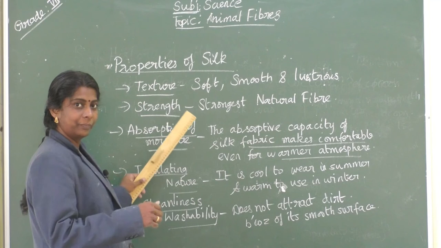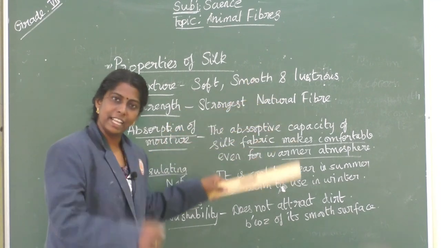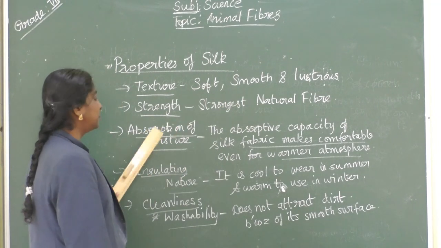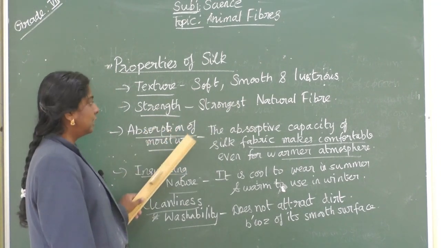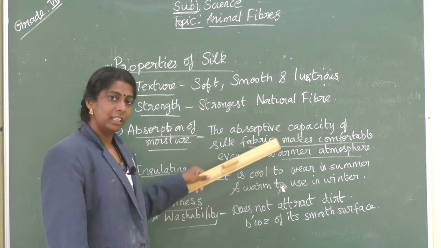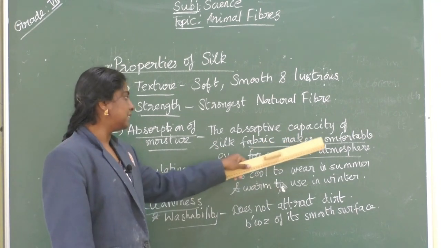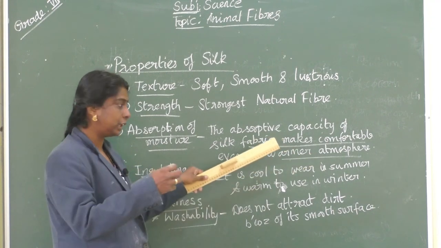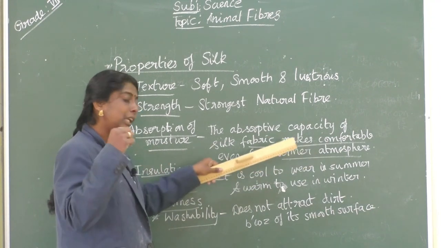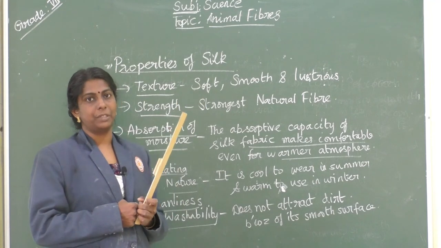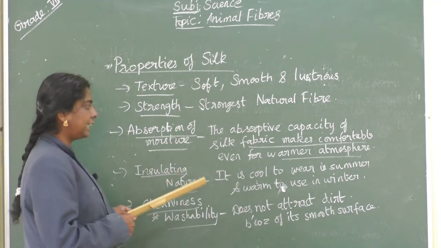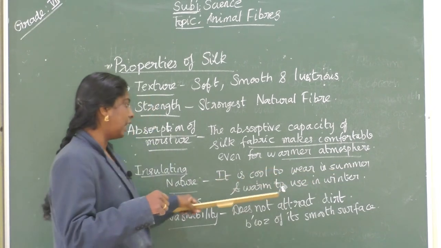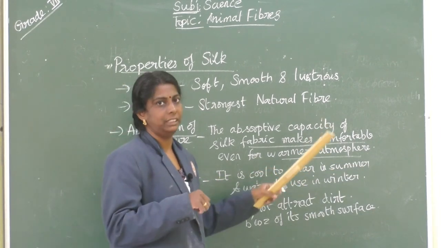Then strength, they are the strongest natural fiber. Absorption of moisture, the absorptive capacity of the silk fabric makes it comfortable even for a warmer atmosphere. So the absorption nature is comfortable even for a warmer atmosphere. And then insulating nature, it's cool to wear in summer and warm to use in winter.